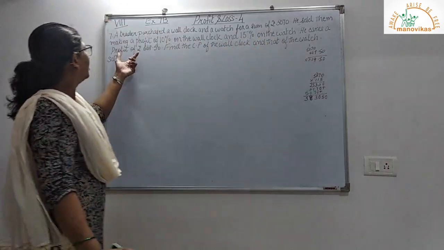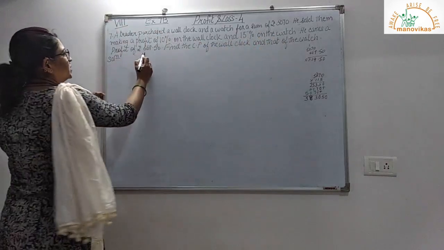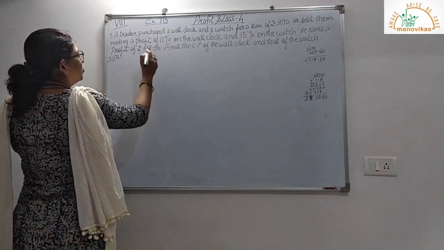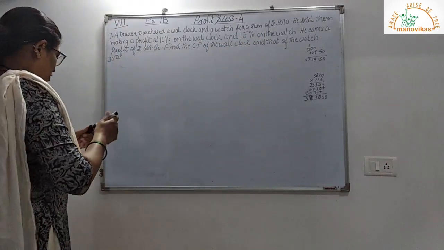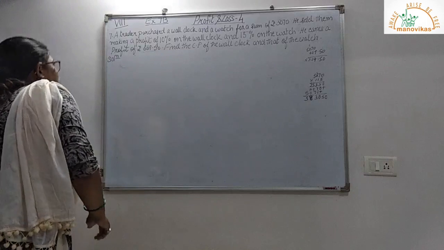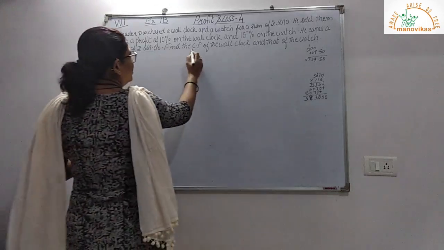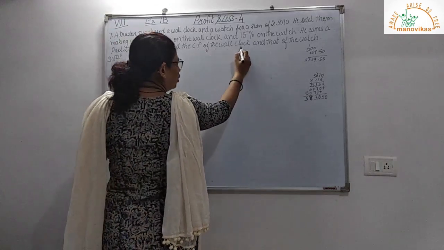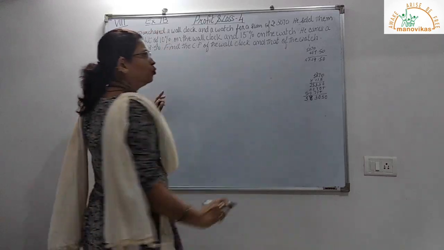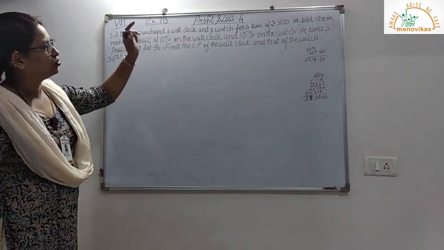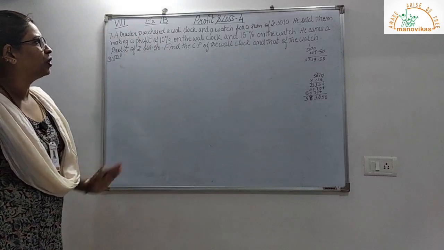He earns a profit of rupees 669.50. So they have already given us the profit. Now find the cost price of the wall clock and that of the watch. So we have to find the cost price of the wall clock and also of the watch.